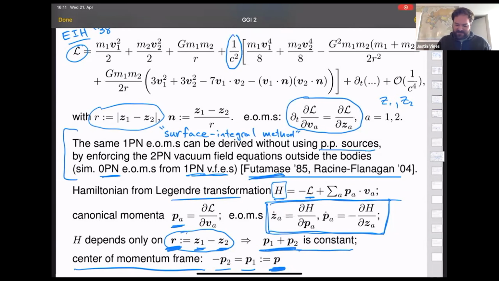So in fact, this paper had all multipole moments at first post-Newtonian order on the bodies. They derived equations of motion for bodies with arbitrary multipole moments from this surface integral method. Yeah, very good question. Any other questions?